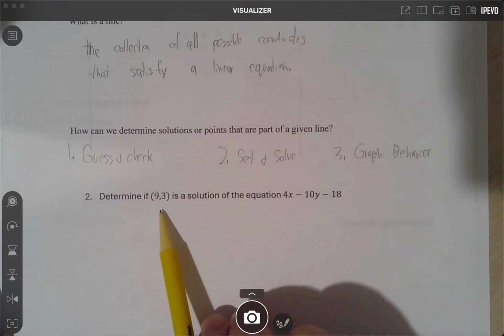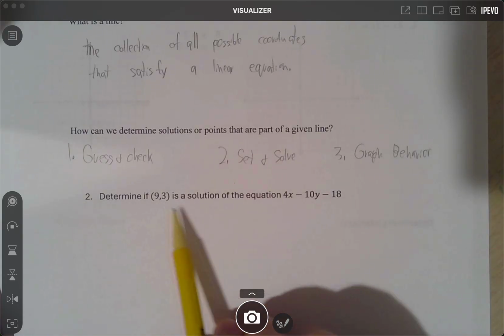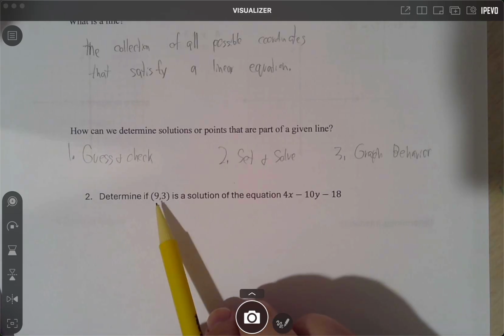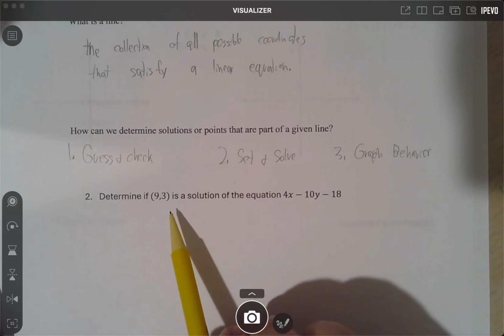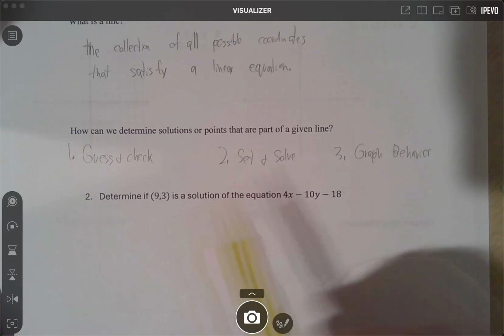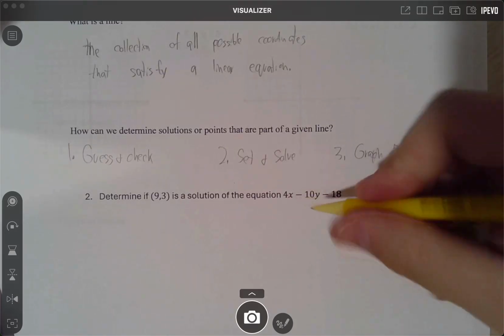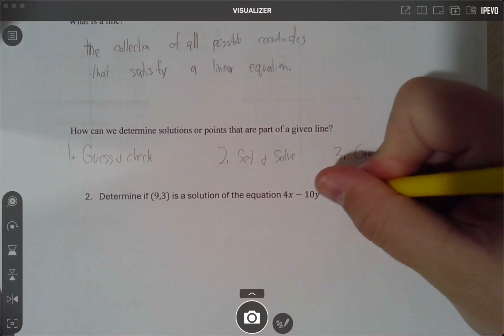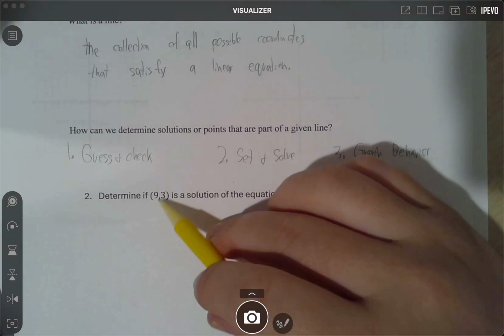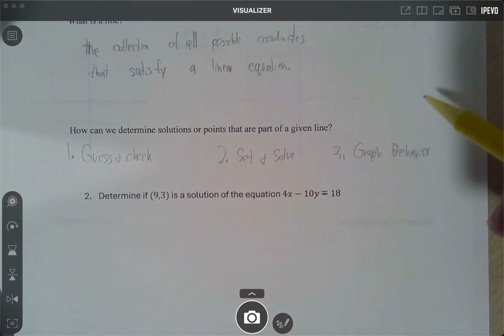So essentially the homework problem, even though it says determine if (9,3) is the solution, it's kind of like saying, hey, here's a random point, right? I'm just guessing that (9,3) might work. Could you plug it in and tell me if it does? And whoops, that should be an equal sign.